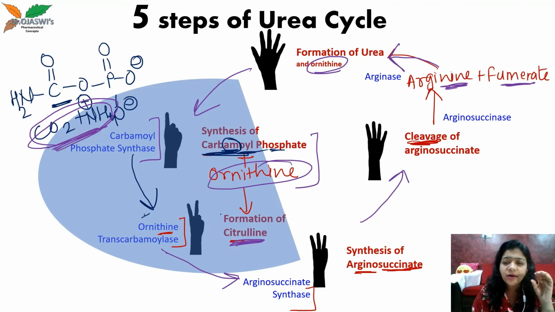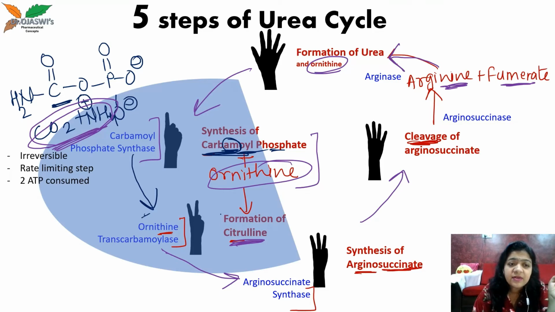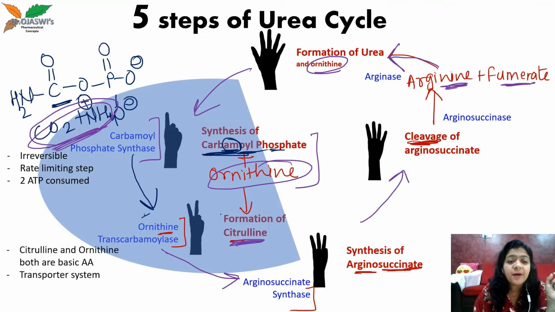Now certain important points for each step we will see now. For the first step, it is irreversible and rate limiting step, and 2 ATP molecules are consumed in the first step. Why rate limiting step? Rate limiting step means this is a slow step and it is irreversible step. Second is formation of citrulline, where citrulline and ornithine both are basic amino acids and transporter system is required for transporting this citrulline out of mitochondria into cytosol.